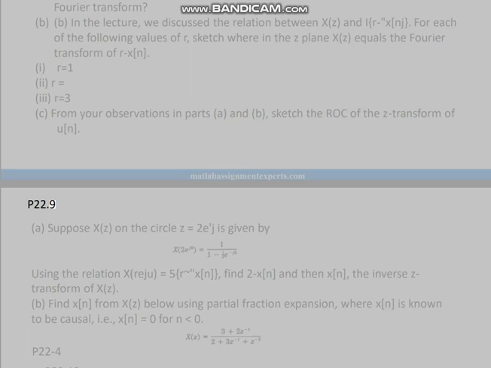P22.9. A. Suppose X(z) on the circle |z| equals 2 is given by the following. Using the relation X(re^jω) equals the Fourier transform of r^(-n) x[n], find r^(-n) x[n], and then x[n], the inverse z-transform of X(z). B. Find x[n] from X(z) below using partial fraction expansion, where x[n] is known to be causal, i.e., x[n] equals 0 for n less than 0.